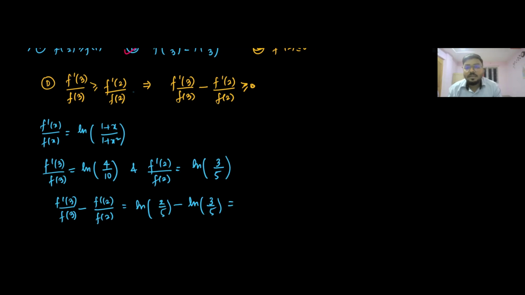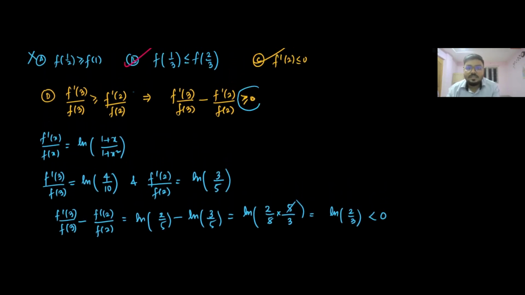You know that ln a minus ln b is ln of a by b, which gives ln of 2 by 3. Now 2 by 3 is less than 1, and if it is less than 1, the ln value will be negative. So what we got is negative, while the option was asking whether it should be greater than or equal to 0. But we have got less than 0, which means that option D is not correct.